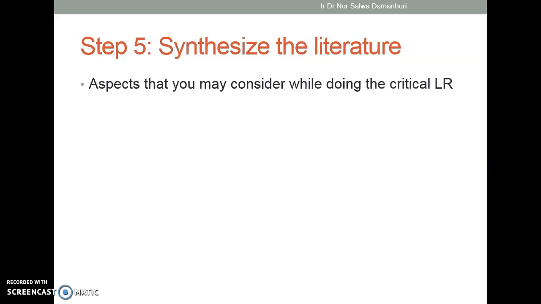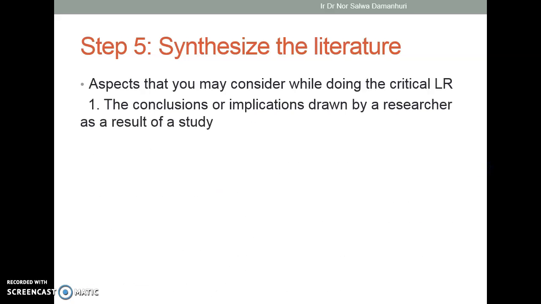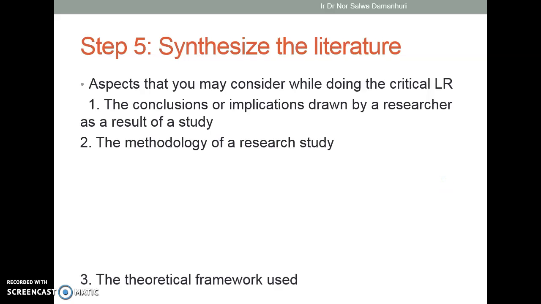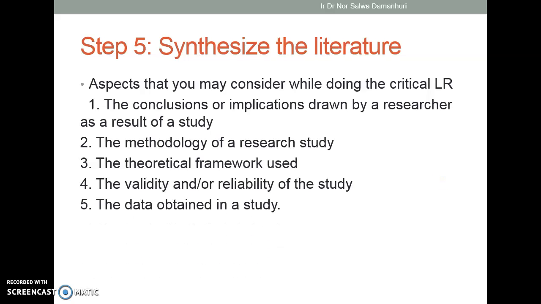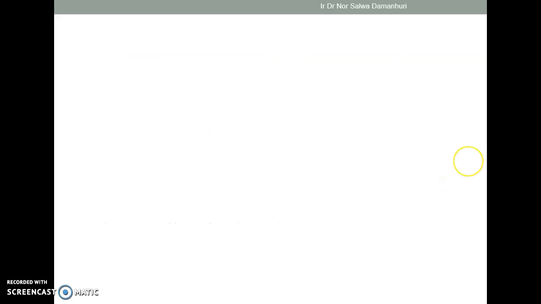Aspects that you may consider while doing the critical literature review: the first one is the conclusions or implications that can be drawn by a researcher as a result of the selected study. Then the methodology of a research study, the theoretical framework that has been used in previous studies, validity and or reliability of the study, and finally, the data obtained in the study.